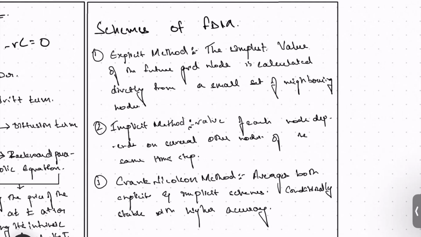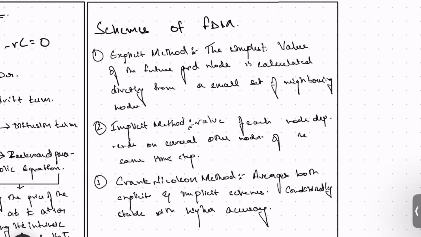The first is the explicit method, the simplest scheme, where the value of the future grid node is calculated directly from a small set of known neighboring nodes. It is intuitive and easy to implement, but suffers from conditional stability. The next method is the implicit method, a more robust scheme where the value at each node depends on several other unknown nodes at the same time step. This requires solving a system of linear equations at each time step, but is unconditionally stable.